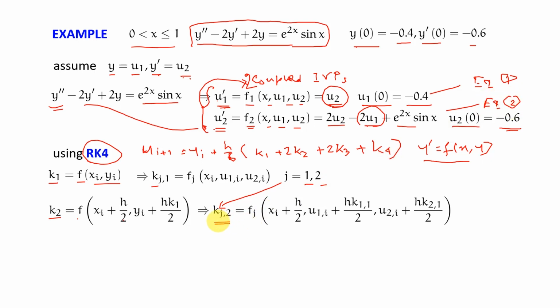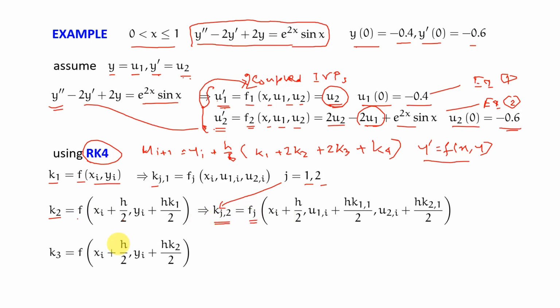So k for equation 1, this is k12, would be given by f1, that is here, and then xi plus h by 2, u1i plus h k11 by 2, u2i plus h k21 by 2. k11 we have already calculated here, because k1 we have calculated. I know k11 and k21. I plug it in here and I get two values of k2.